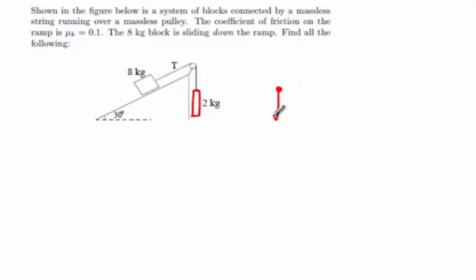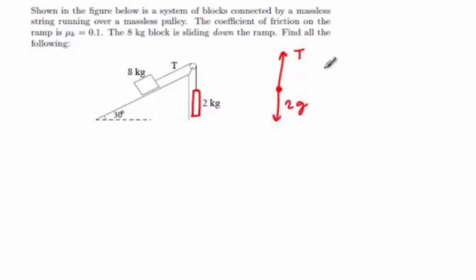The first one I'll mention is mass times gravity, where the mass is 2 kilograms, so that's 2g downward. Tension upward, because it's tied to a string. The 2 kilogram mass does not touch a surface, so it has no contact forces, and that's it. That's every force acting on the 2 kilogram mass.